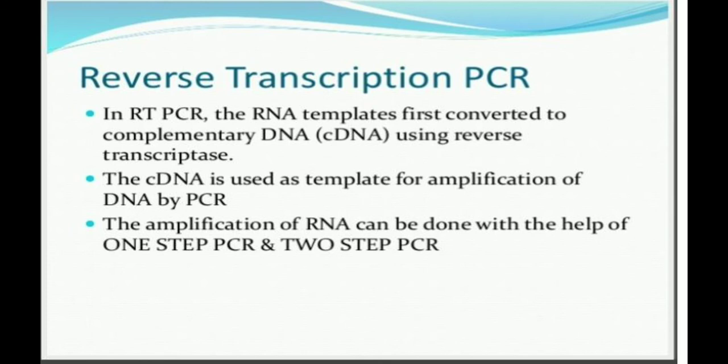So what happens in this is that the complementary DNA can be used as a template for amplification of that DNA. This amplification of RNA can be done with the help of one-step PCR and two-step PCR. So you can amplify this RNA also by using one-step PCR and two-step PCR.